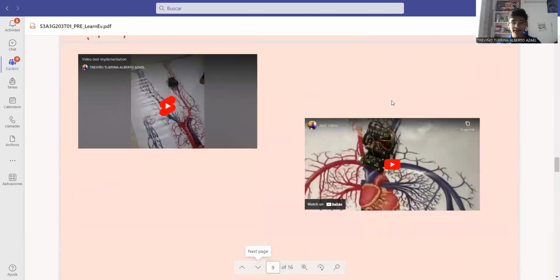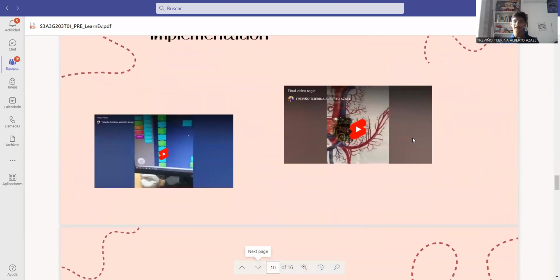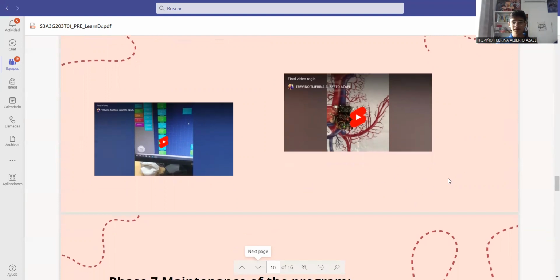In phase six, it is the implementation. In this phase, we added the commands to the robot so it functions correctly. The implementation is the code passed to the robot, and the robot carries out all the instructions that we put in phase three, the code.